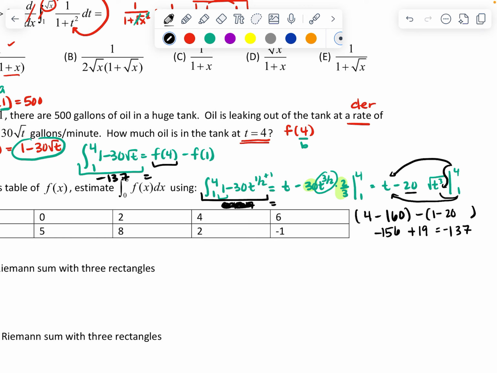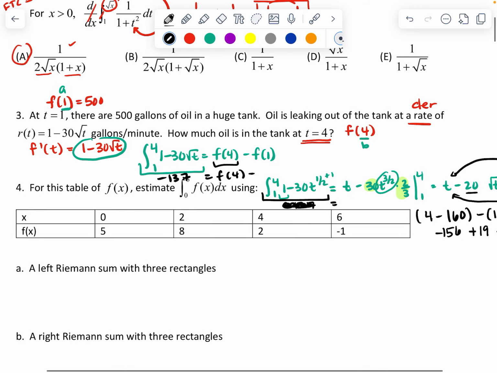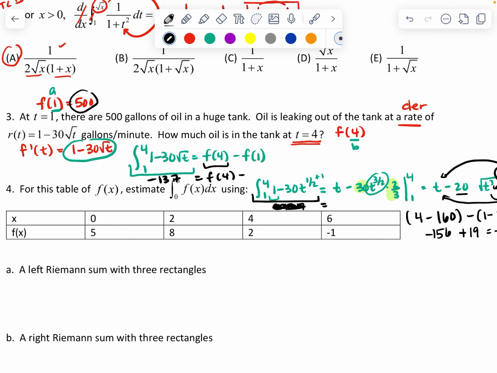And then f of 4, I don't know, and then minus f of 1. What was f of 1? F of 1 was 500. Okay, and then adding 500 to both sides, f of 4 is going to equal 500 minus 137. Okay, so 500 minus 137, what would that be? Let's see, that's 500, that's 400, 370, 363, I think is the answer.